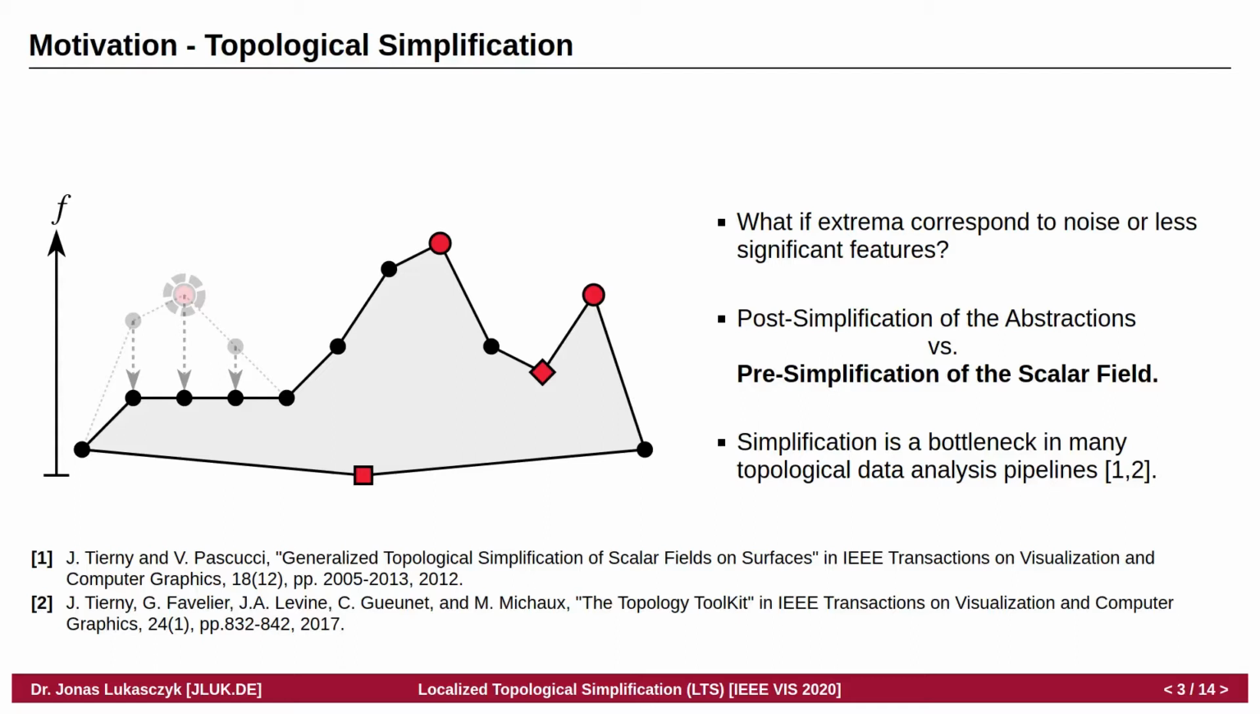For the sake of simplicity, it suffices to say that LTS is based on the approach of Tierney and Pascucci, who describe generalized topological simplification of scalar fields on surfaces. Their approach is the default simplification mechanism in the topology toolkit, and we compare our results to this state-of-the-art implementation. However, their approach needs to iteratively process the entire scalar field to yield a simplification, and therefore often corresponds to the most time-consuming part of a topological data analysis pipeline. In the following, I will show how we can derive a localized simplification scheme that only processes the parts of the input field that actually needs to be simplified, and how we can even parallelize this process.